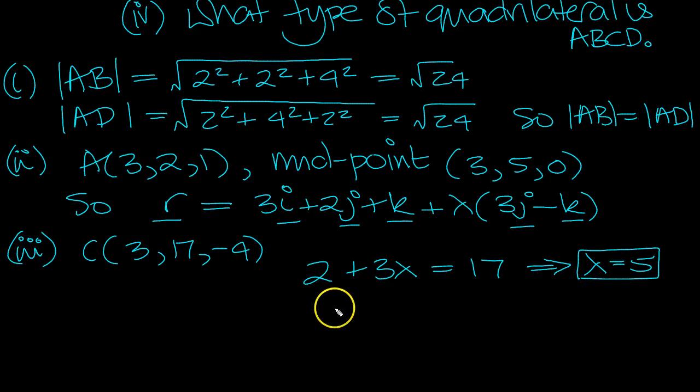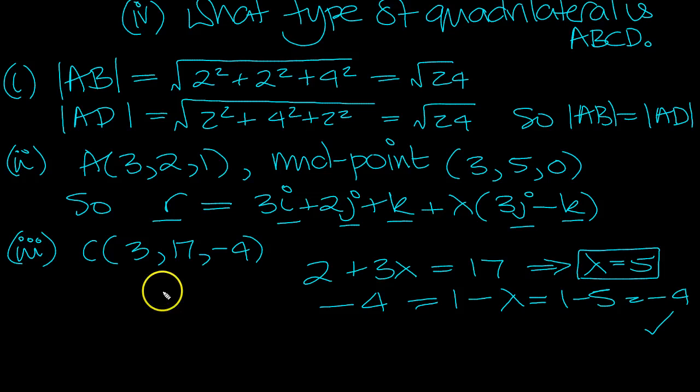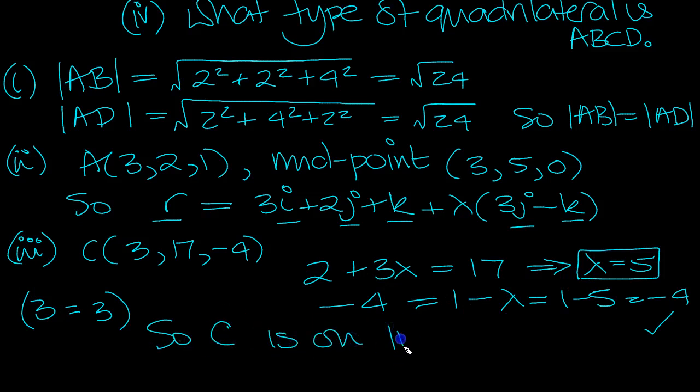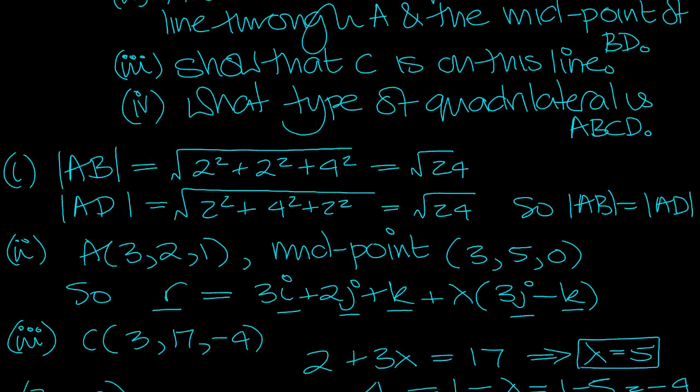And then minus 4. Minus 4 needs to equal 1 minus lambda, isn't it? And that equals 1 minus 5, which equals minus 4. And 3 equals 3 for the i component. So that's already taken care of. So C is on the line. Okay, so that's part 3.